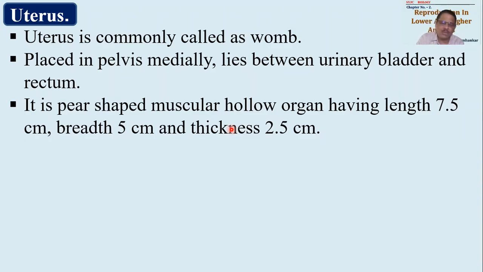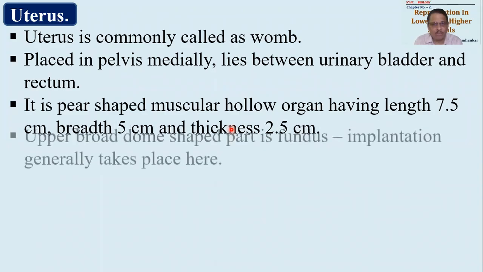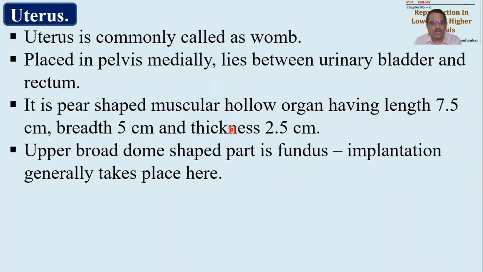Okay, having a height of around 7.5, breadth of around 5 centimeters, and thickness of 2.5 centimeters. So these are the dimensions of uterus. It can be divided broadly into three regions. Anterior most broadest portion will be called fundus.